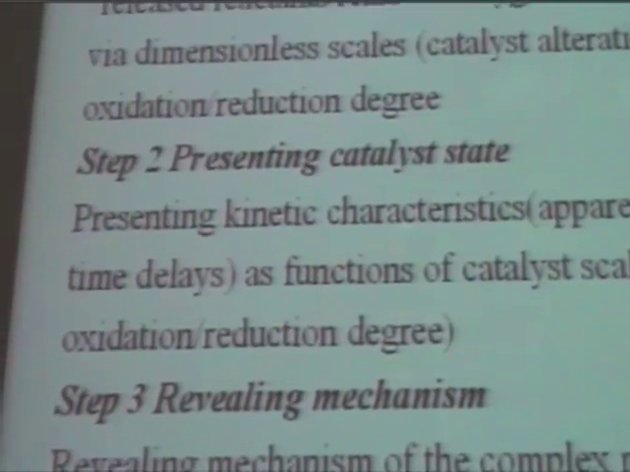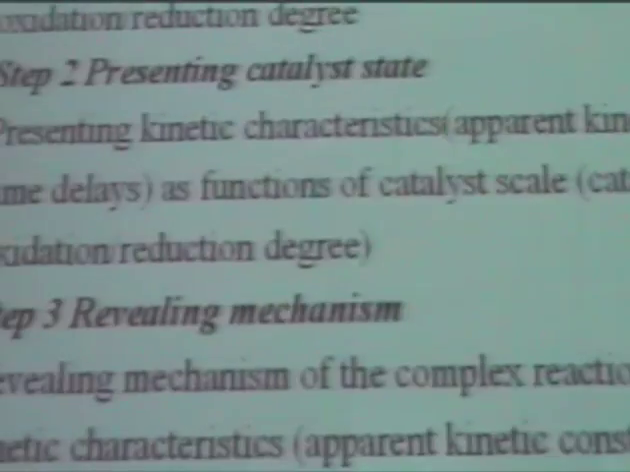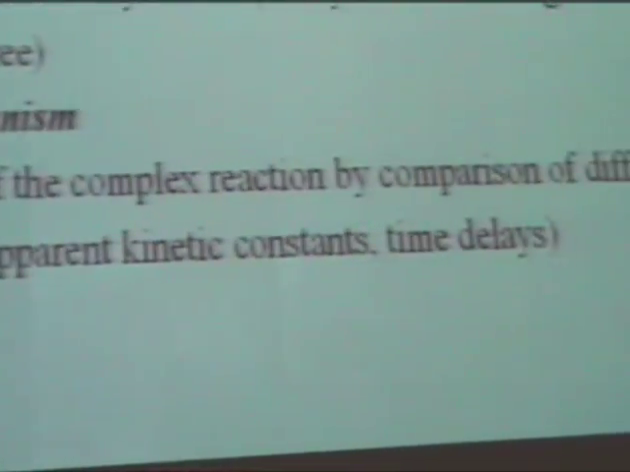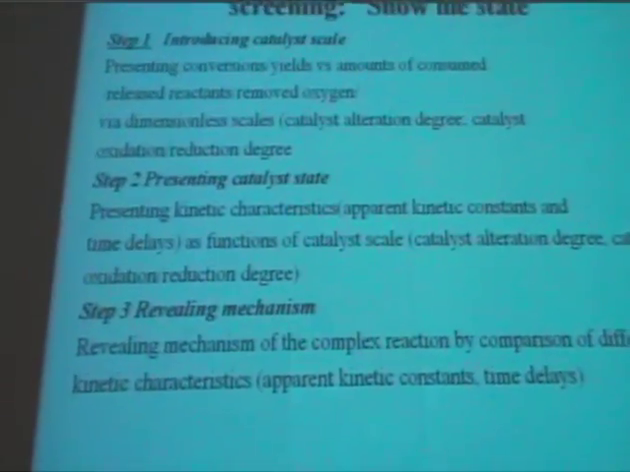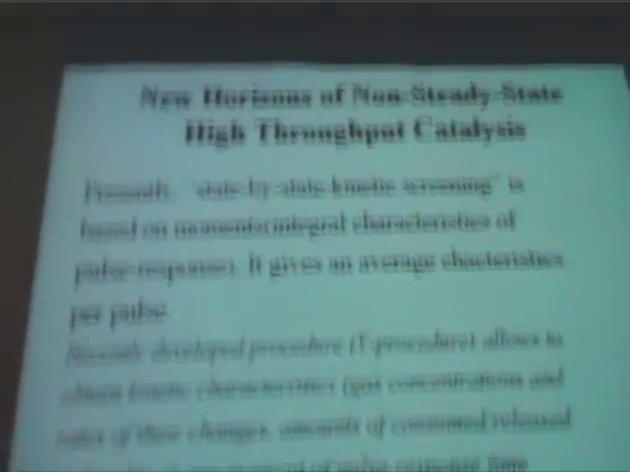First, we are introducing a catalyst scale, presenting conversion and yields versus amounts of consumed, released, removed oxygen. We introduce a dimensionless scale, and we know how to relate our characteristics. Then we present the catalyst scale, we extract the kinetic characteristics, apparent kinetic constants and time delays, as a function of the catalyst scale, and then we are looking at these constants as a function of oxidation degree. And after that, we are comparing different kinetic characteristics, apparent kinetic constants and time delays, representing the conceptual framework of mechanism.